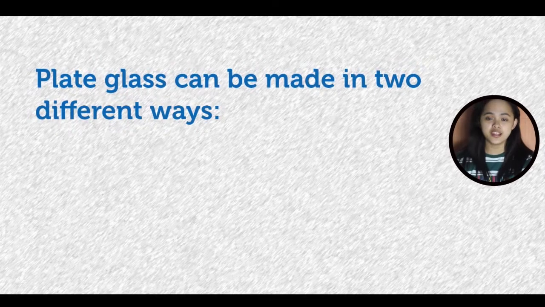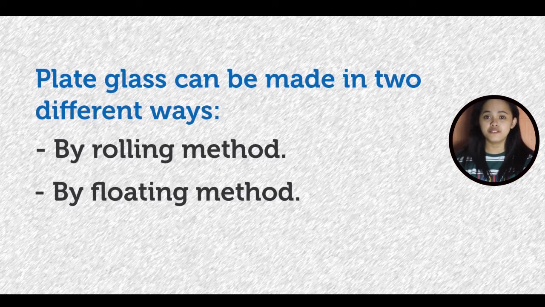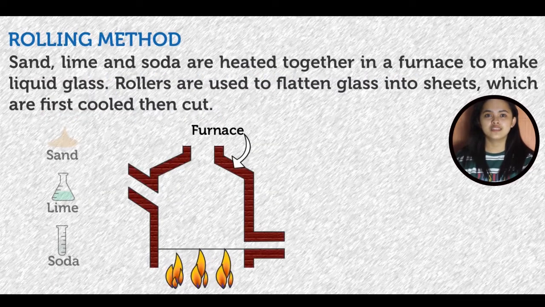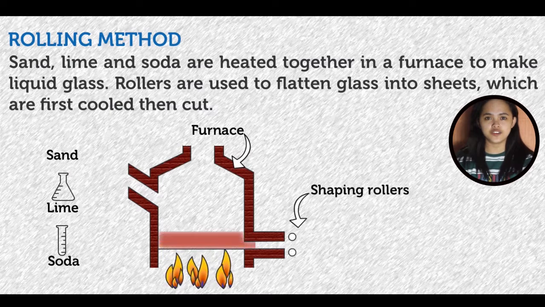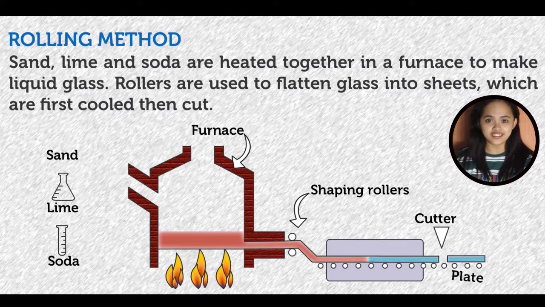Plate glass can be made in two different ways, by rolling method and by floating method. Rolling method: sand, lime, and soda are heated together in a furnace to make liquid glass. Rollers are used to flatten glass into sheets, which are first cooled, then cut.